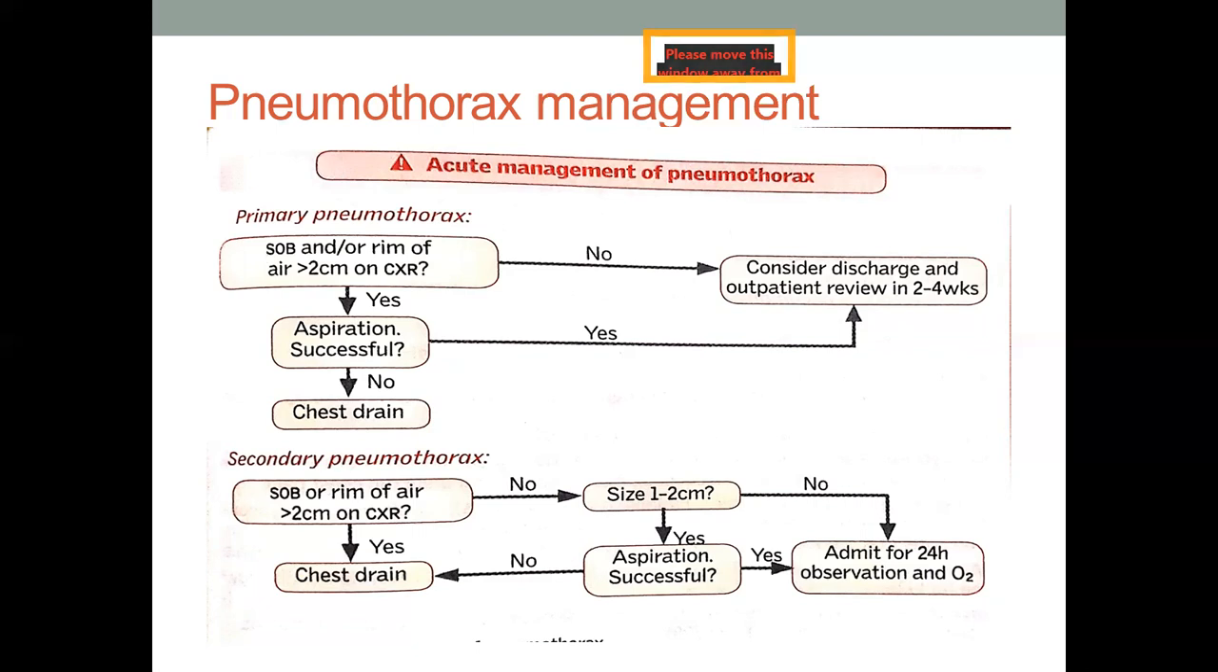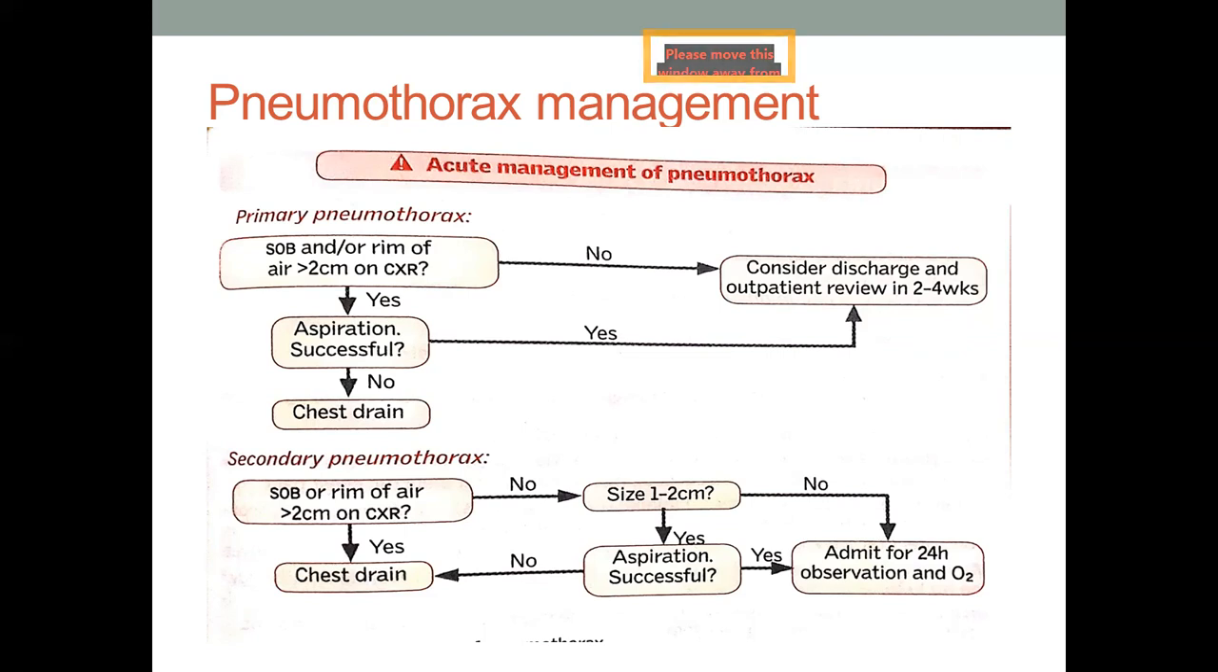And if the patient has difficulty in breathing and the rim of air is more than 2 centimeters, then aspiration is indicated. We do air aspiration for pneumothorax at the second intercostal space, mid-clavicular line, because this is the safest area.